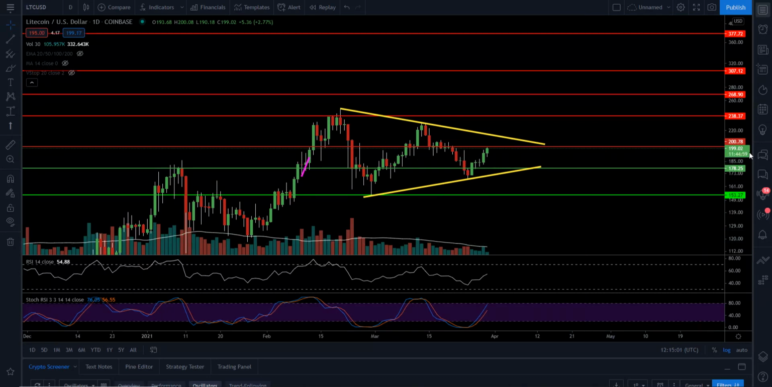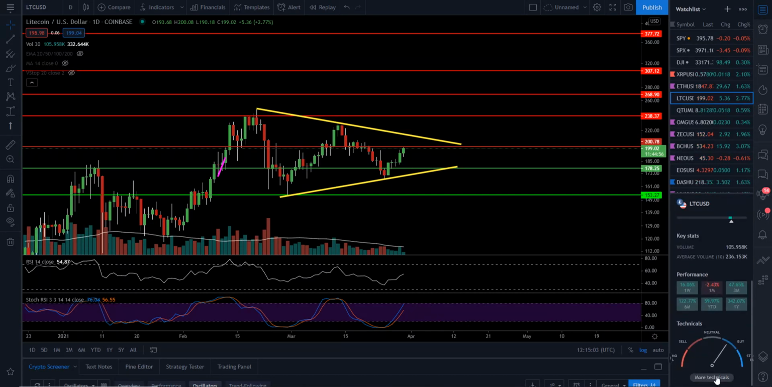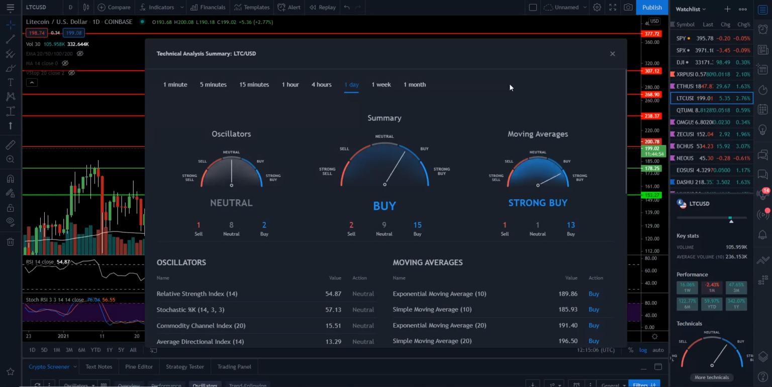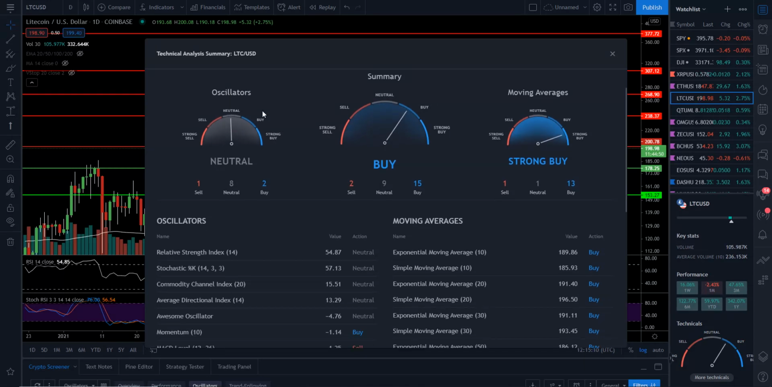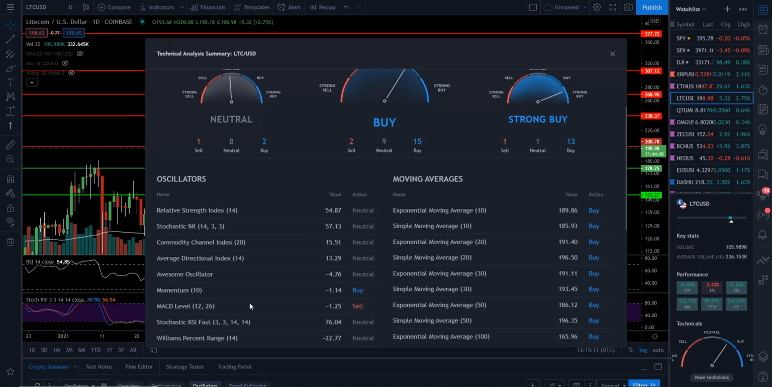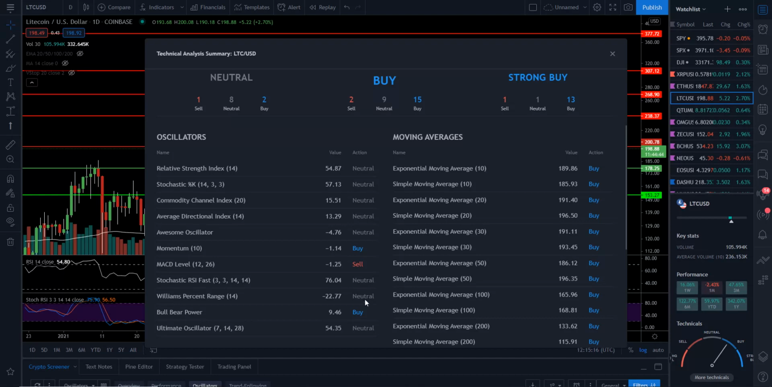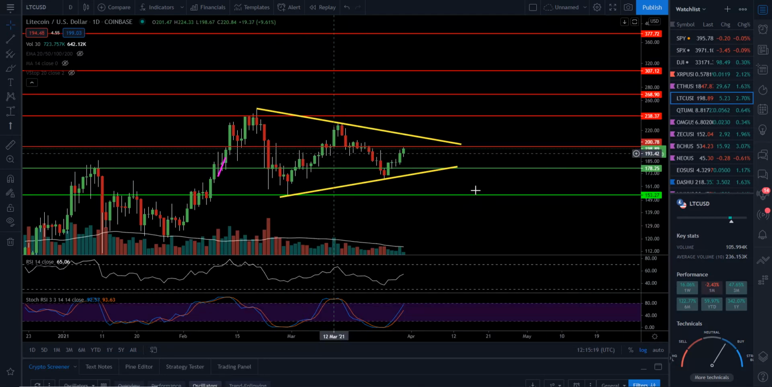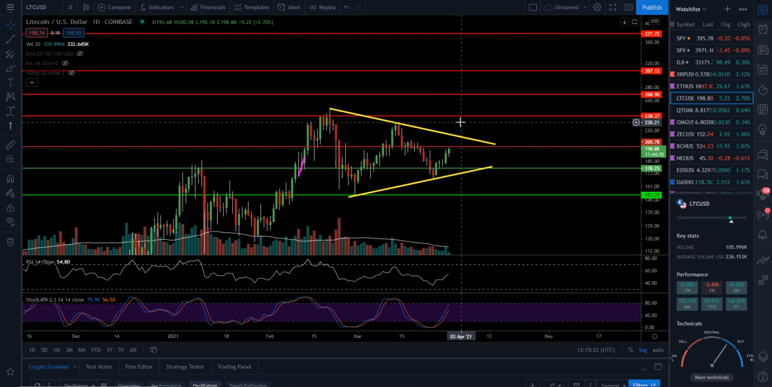If we get into the technicals here for Litecoin, what we're looking at is a 2 sell, a 9 neutral, and a 15 buy overall. Oscillators 1 sell, 8 neutral, and a 2 buy. What you're going to see is our momentum's a buy, our MACD level is going to be a sell, bull bear power is going to be a buy, and the rest is basically neutral right now. And that's typical for these symmetrical triangles. Like we said, once we do break out to the top, if that becomes the case and we get this breakout, you always want to look for heavy volume. That's going to tell you if it's a true breakout or not.